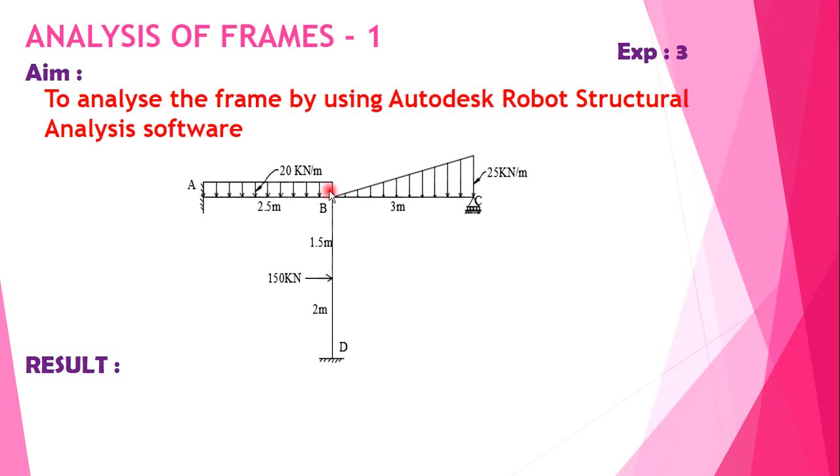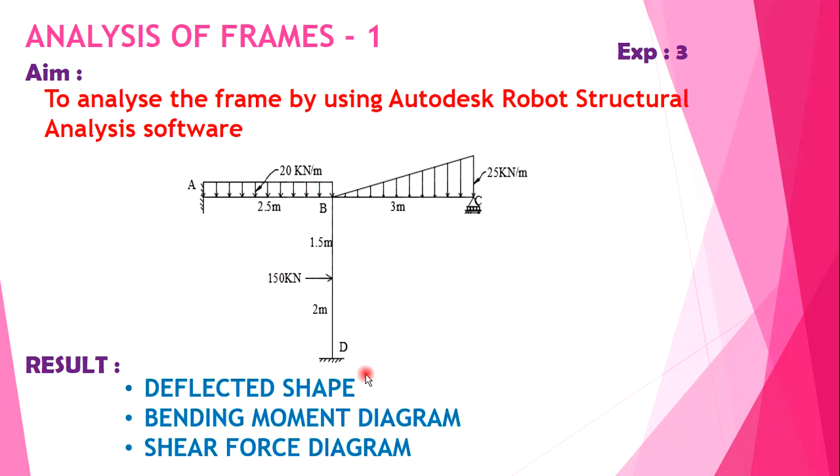Here it is subjected to a uniformly distributed load, and B2C is a uniformly varying load, and for the BD portion we have 150 kilonewton. So we need to model this entire structure and analyze it. As final results, we get the deflected shape of the frame, the bending moment diagram and the shear force diagram of this frame. Now I will move on to the software for the modeling and analysis.